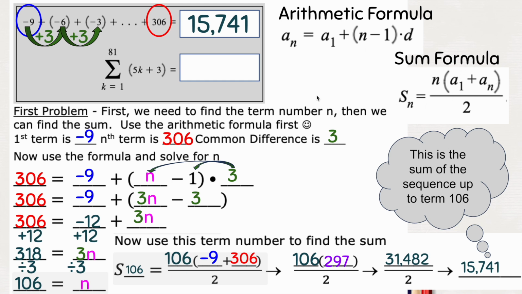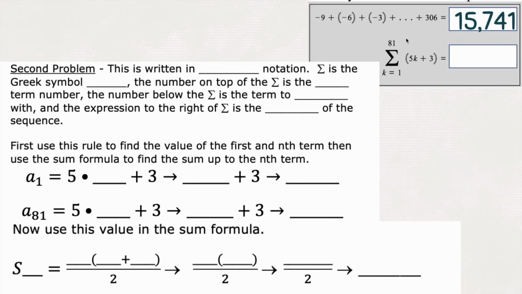All right, so let's go ahead and take a look at the second piece here, because we have this fun notation. So this doesn't look like a sequence. The second problem is written in sigma notation. So this kind of backwards, it's not really backwards, it's just this kind of funny looking E, is a Greek symbol for sum. Okay, so the number at the top of the sum is the nth term.